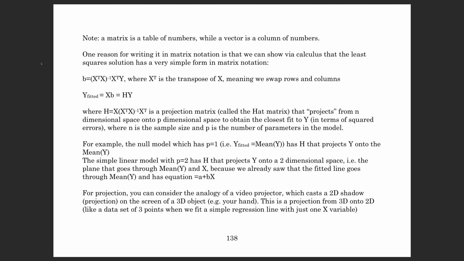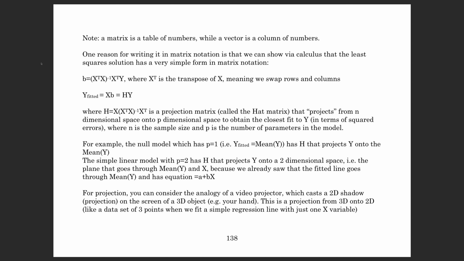The simple linear model, which we just dealt with, has p equals 2. That's projecting y onto a two-dimensional space. So that's the plane that goes through the mean of y and through x. So that has equation a plus bx, remember.